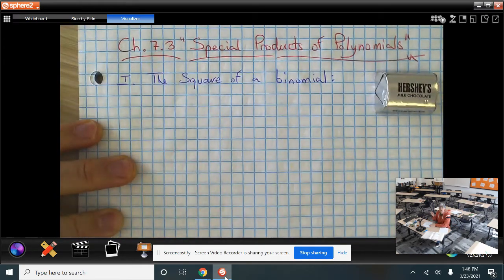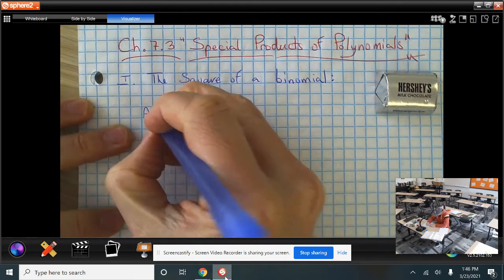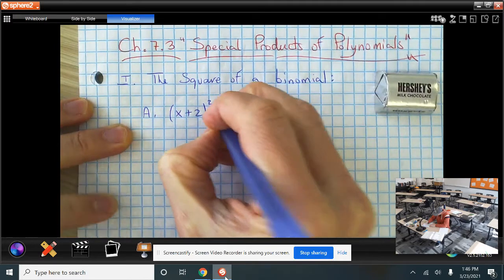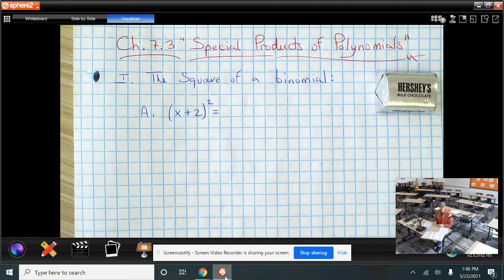There are two patterns that you need to recognize in 7.3. The first one is called the square of a binomial. Let me give you an example. So here's a binomial like x plus 2, and we are going to square it. Okay? So you would need to expand and multiply.